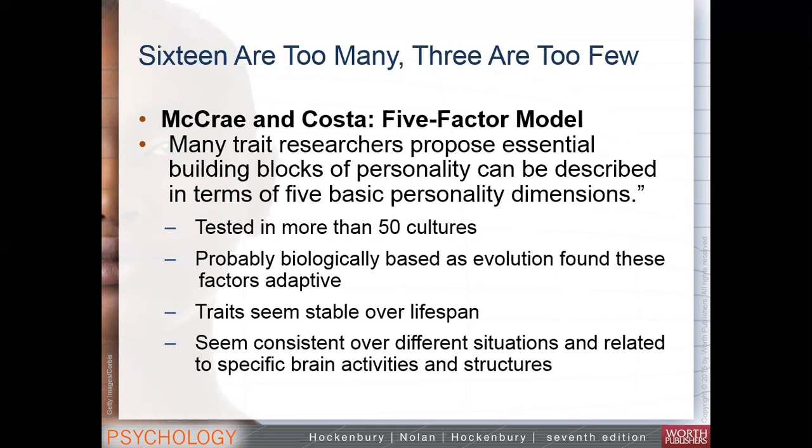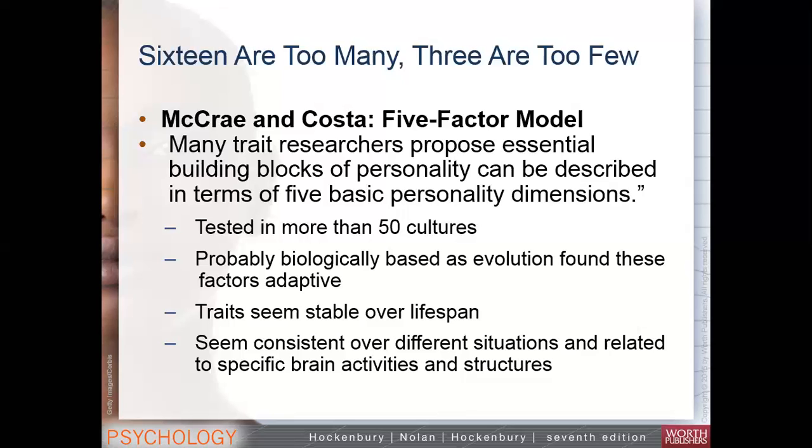The interesting thing about the 5-factor model is that it's actually been tested in more than 50 cultures and is very stable across different cultures. So this is getting at universal 5 big factor characteristics of personality. Since we see this as being universal, it must be biologically adaptive, and it must be a part of evolution if these factors are consistent across cultures.